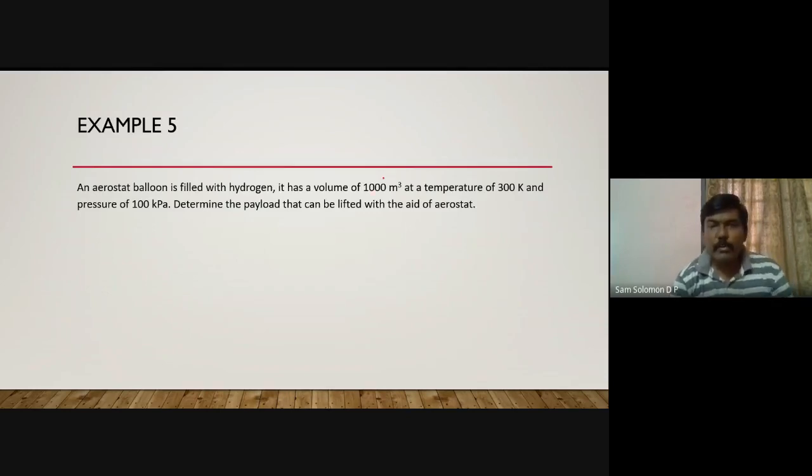So what is given to you is the volume. The volume is given as 1000 meter cube. The temperature of air inside the balloon is 300 Kelvin and the pressure of air inside the balloon is 1 bar. So very simple relationship here, and they have said that it is filled with hydrogen. So you should use the value of R for hydrogen, Ru divided by molecular mass of hydrogen. Now they are asking us to find out what is the payload that can be lifted with the aid of the aerostat.